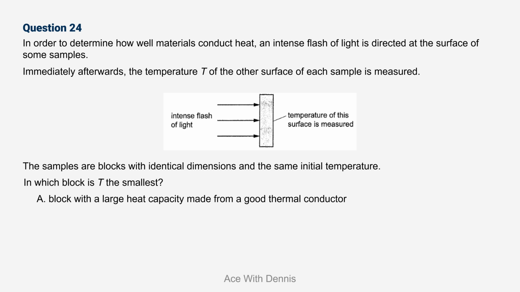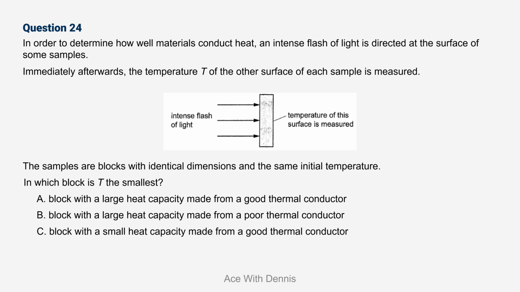A. Block with a large heat capacity made from a good thermal conductor. B. Block with a large heat capacity made from a poor thermal conductor. C. Block with a small heat capacity made from a good thermal conductor. And D. Block with a small heat capacity made from a poor thermal conductor. Okay, so to answer this question, you need to decide two things. The first is whether the block has a large heat capacity or a small heat capacity. And second, whether this block is a good thermal conductor or a poor thermal conductor.